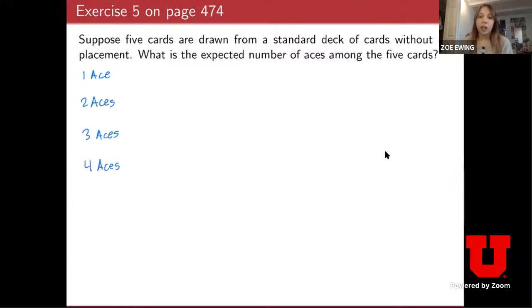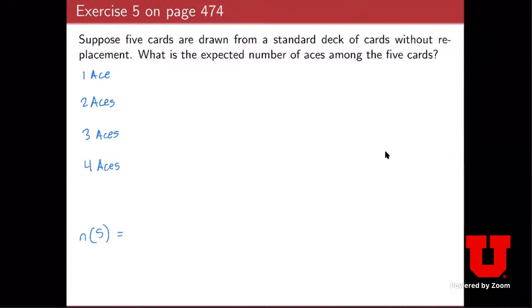Okay, now for each of these, we want to figure out what the probability of them is. So let's start by finding how big our sample space is, since we'll use that as the denominator in all of these cases. So the size of our sample space is going to be, just without thinking of aces or anything, we're just figuring out how many ways there are to draw 5 cards from a deck without replacing them. So what's the formula for that going to be?